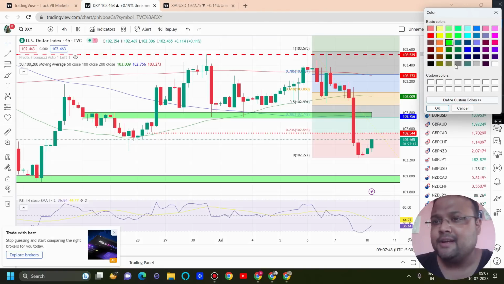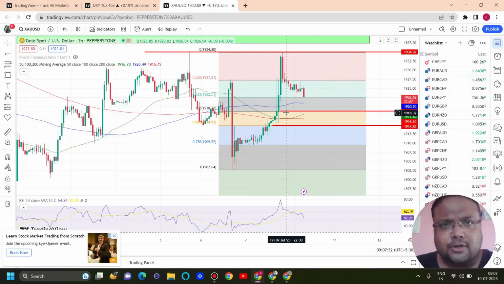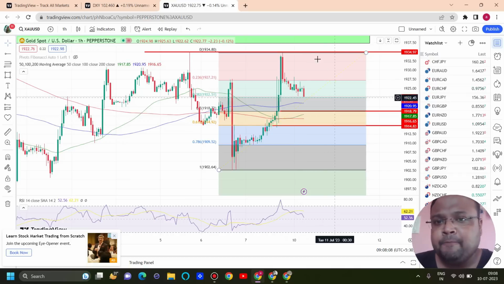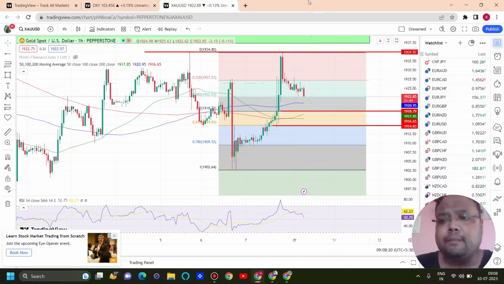Now let's head towards the chart of gold. The overall levels on the chart of gold have not changed much, and we can see that gold is standing at 1922. Market opening was very important because during the closing hours of Friday, the market was very volatile. As a result, market opening was very important to us, and we can see that more or less the volatility of the market is normal. Market is not too silent but not very volatile also. More or less this type of volatility is quite expected from the Monday market.